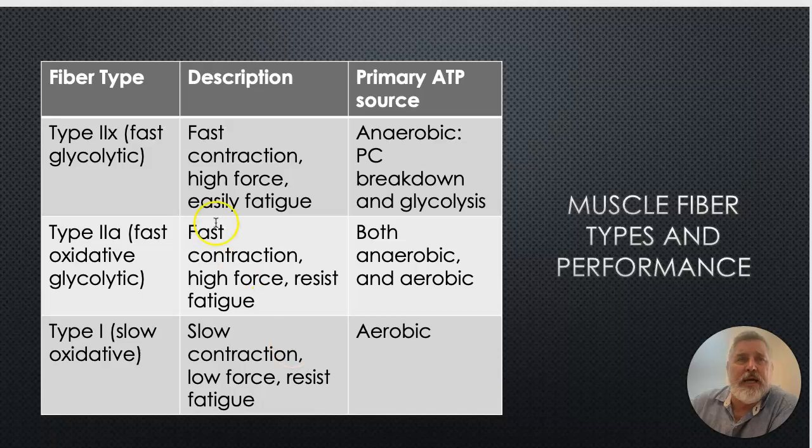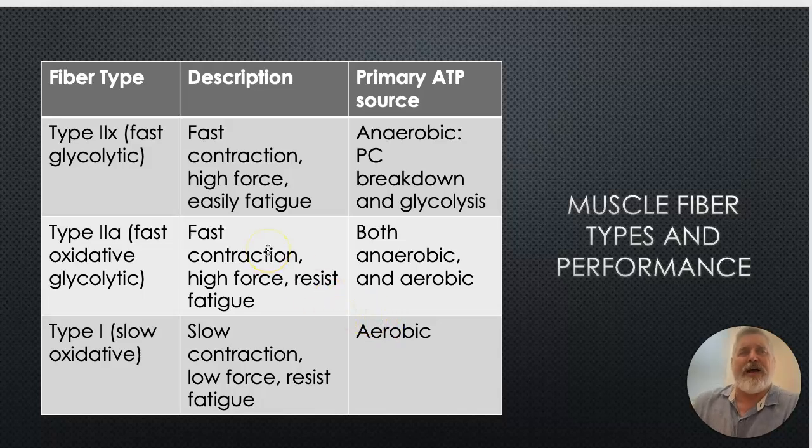So the most anaerobic is the type 2X, or fast glycolytic. It has a fast rate of contraction. It can produce a high amount of force, but it fatigues easily. On the other extreme, we have type 1, which is slow oxidative. The contraction is slow, however, it really resists fatigue. So low force, but fatigue resistance, and that's aerobic.